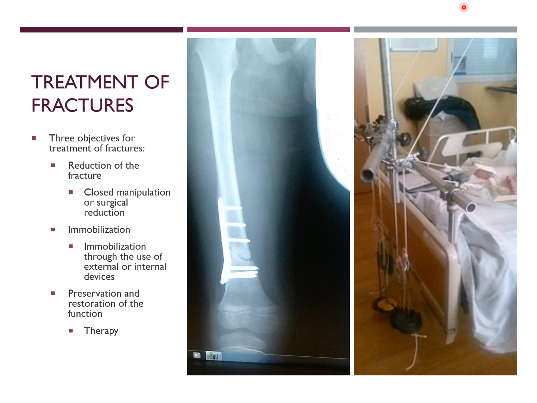Okay. After reduction and immobilization, the next step is this preservation and restoration of function. So while someone is healing from a fracture, during those stages of immobilization, we see things like changes in stiffness to joints that are immobilized. We see things like atrophy and changes to the muscle. If someone is casted, once that cast is removed, we can see significant atrophy.